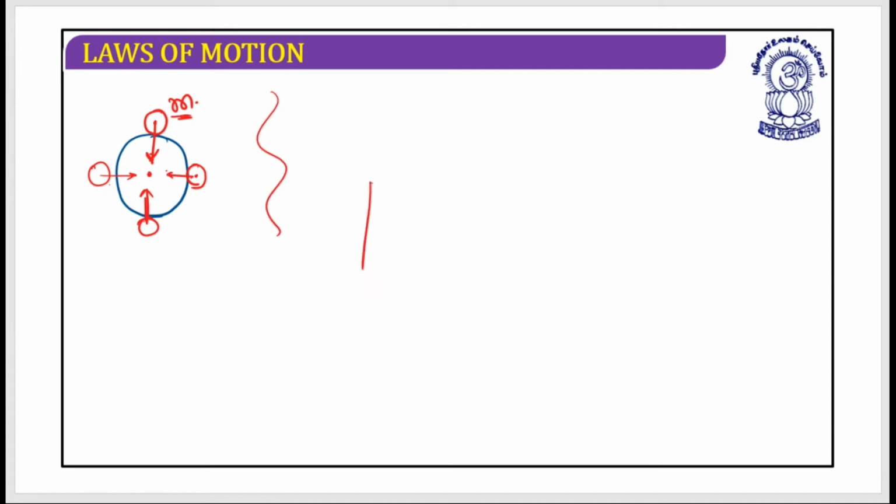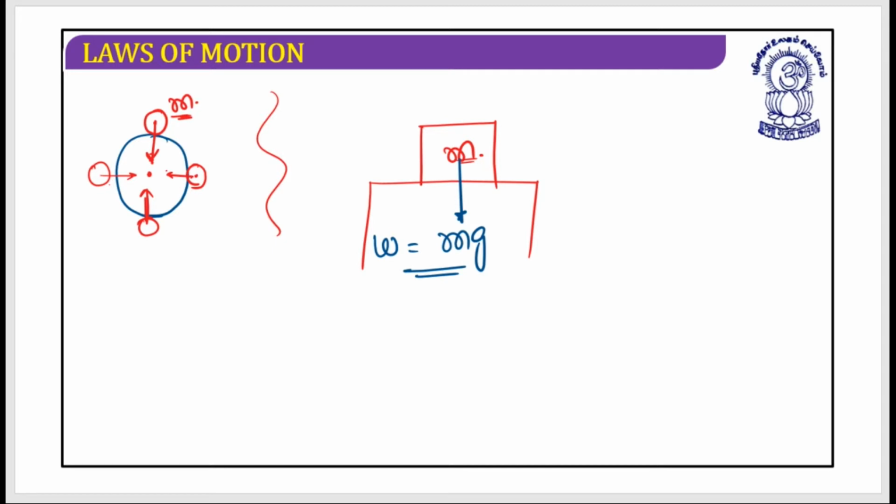Is it clear? Suppose the situation is something like this: a block has been placed on a certain table, and the block has a mass m. So its weight will be in the downward direction, because it is pointing towards the center of the earth, and this would be its weight, which can be calculated as weight equals mg. Is it clear? Are you sure?